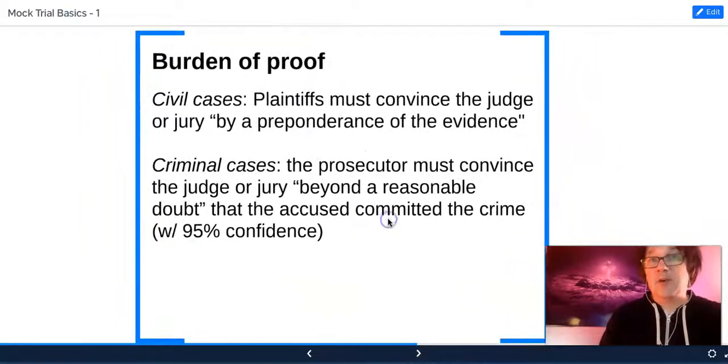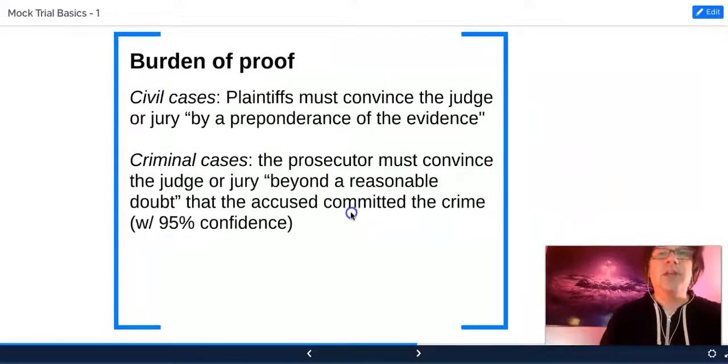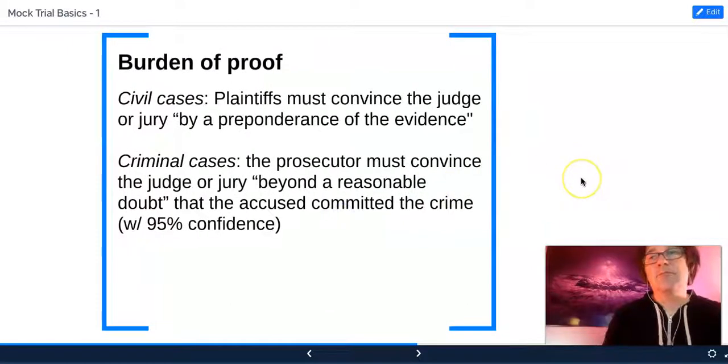We'll see how exactly you enter items into evidence in a courtroom. There's a procedure for doing that. It's simple, but we'll discuss it.